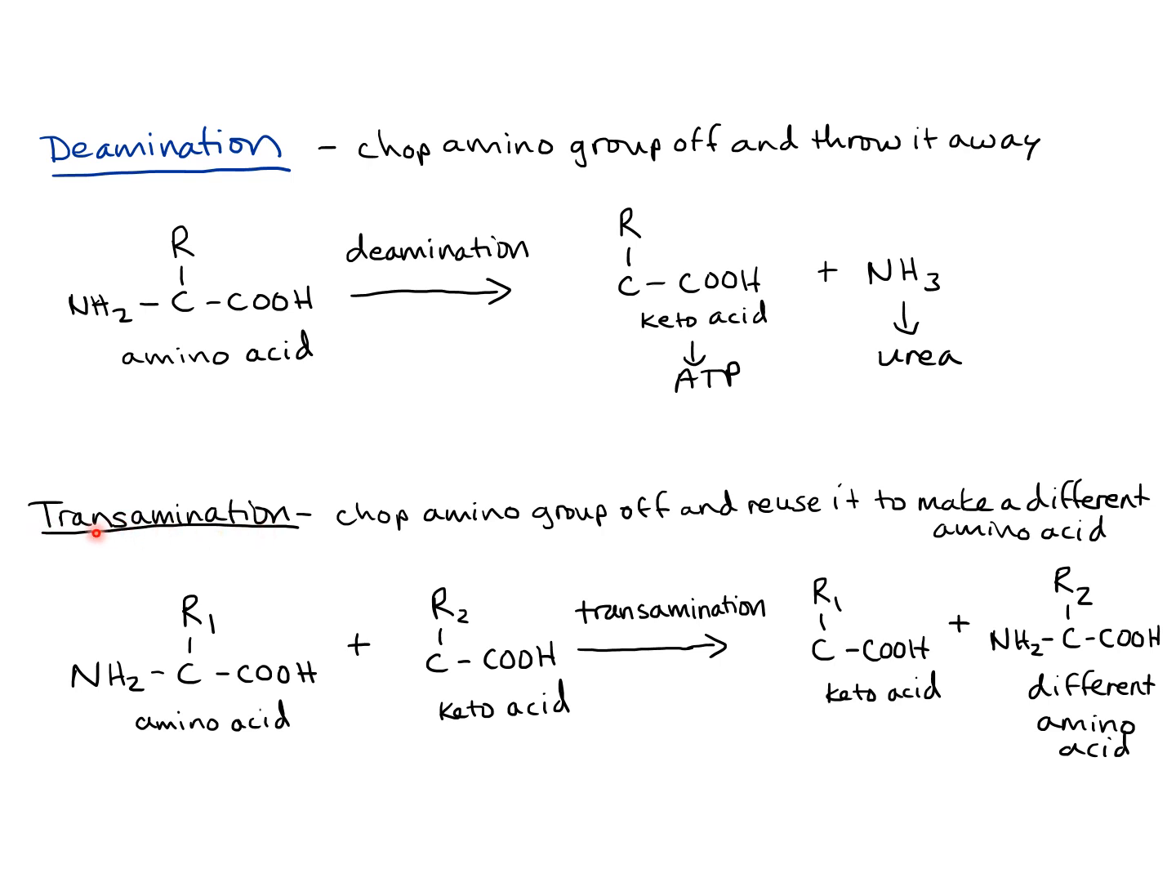Transamination is a little bit different. We're going to chop off the amino group from the amino acid, but instead of throwing it away, we're going to reuse it and make a different amino acid. That's all we're going to do. We take this amino group, chop it off one amino acid, and put it onto this keto acid over here, and we end up making a different amino acid. That's all we do with transamination.